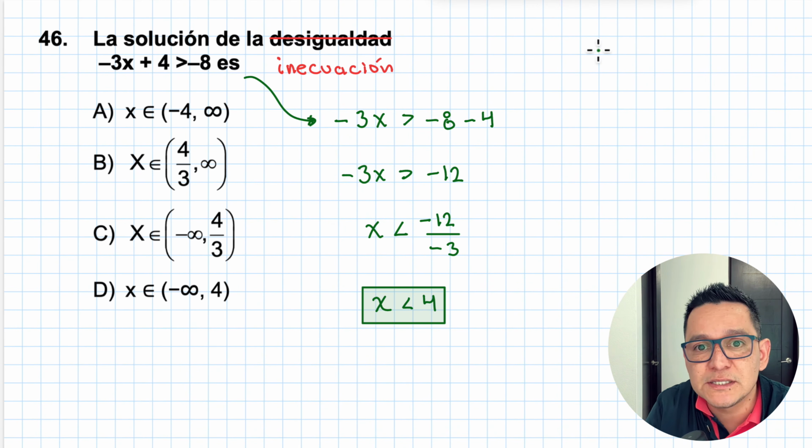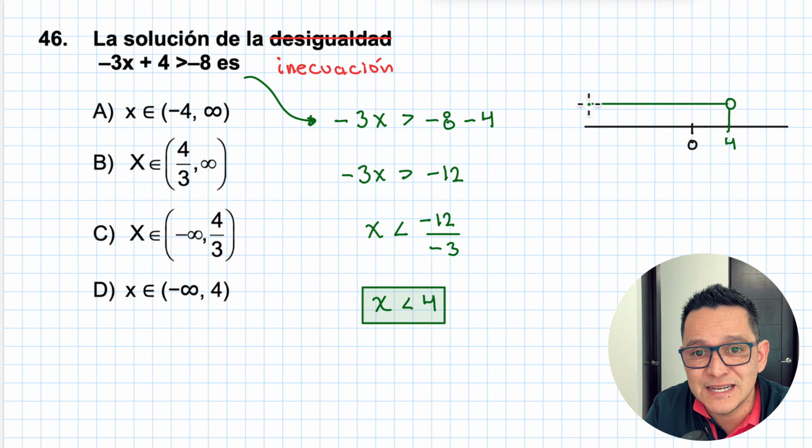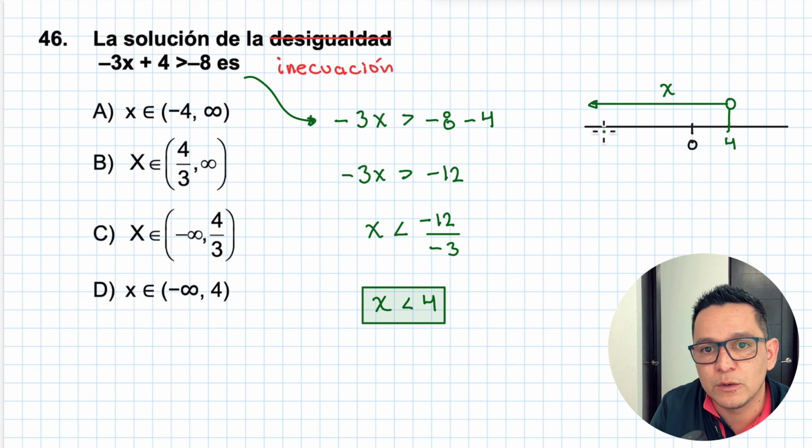If I wanted to quickly make a graphical representation, I would do it like this. Look, we draw a line and put, for example, 0 somewhere, just as a reference point. And I'll put, for example, let's say 4 here. It's telling me that x is less than 4. So at 4, I'm going to go up and put an open circle. Now, from here, I'm going to go to the left to represent that x is less than 4.